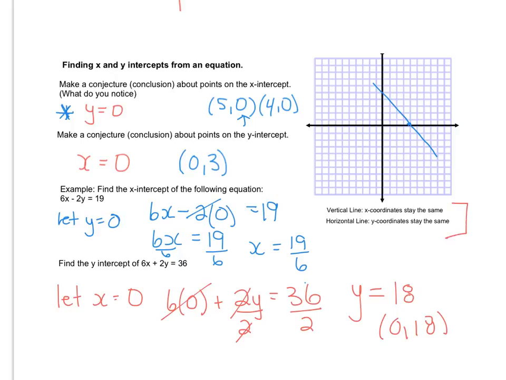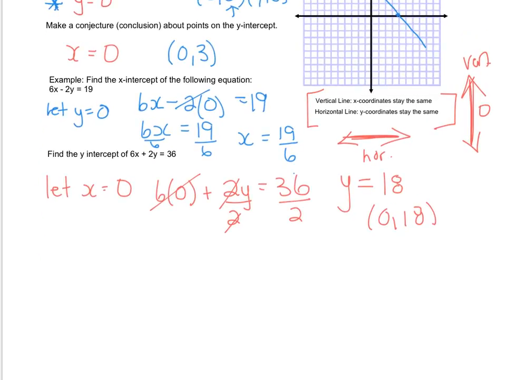Now remember what I said here. If it's a vertical line, a vertical line looks like this. The x-coordinate stays the same, which means it's always going to be 0, or it's always going to be 1, or it's always going to be 2. Now if it's a horizontal line, this is a horizontal line, the y-coordinates always stay the same. Just some things to remember when I say y-intercept and x-intercept.